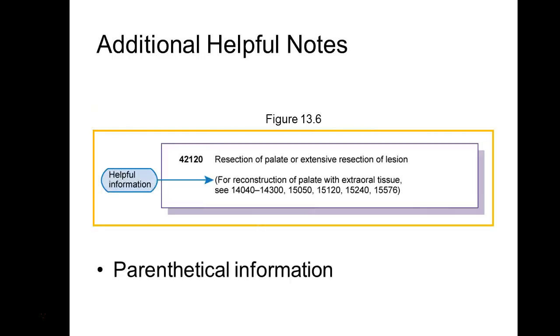Now again, there's going to be also notations that happen under some codes in parentheses. We always want to look at what we call parenthetical information, because a lot of times it tells us we can use this code with these codes, or do not use this code with these codes, or it gives us information about a specific modifier or a radiology code that pairs with it. So we always want to look at the notations under the codes to make sure we're in the right place.